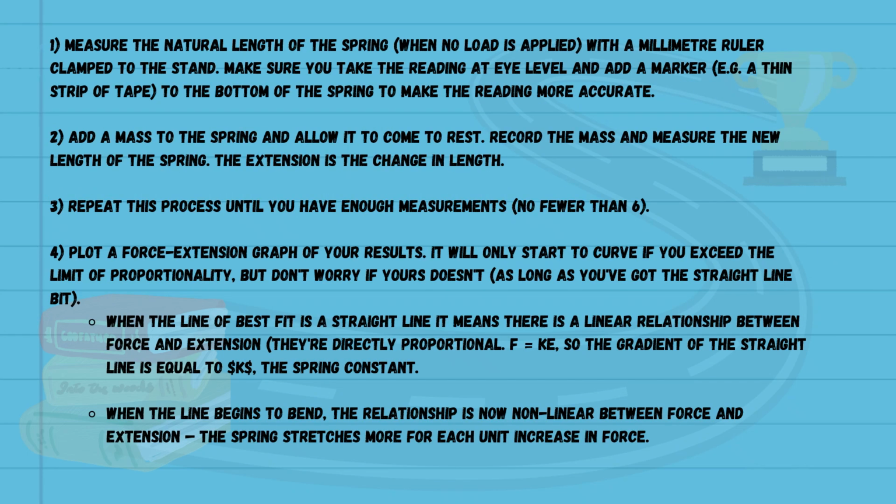Number 1. Measure the natural length of the spring when no load is applied, with a millimeter ruler clamped to the stand. Make sure you take the reading at eye level and add a marker, for example a thin strip of tape, to the bottom of the spring to make the reading more accurate.